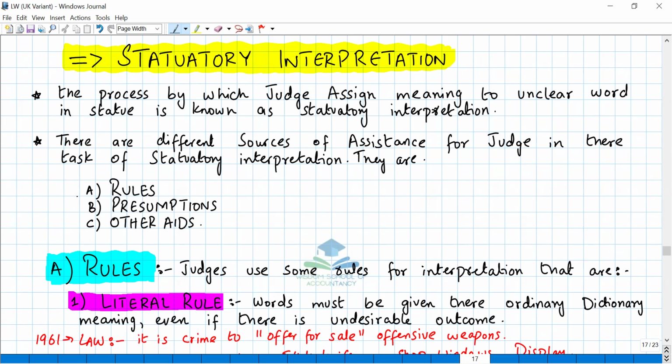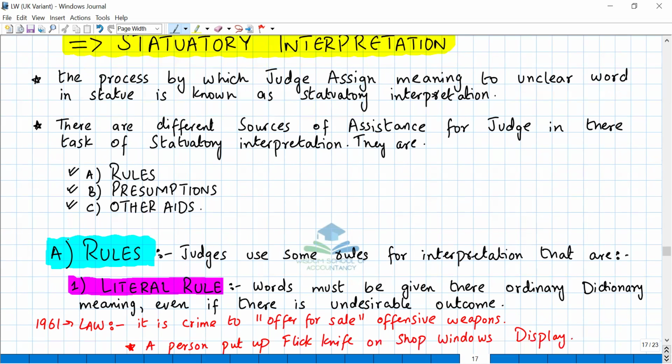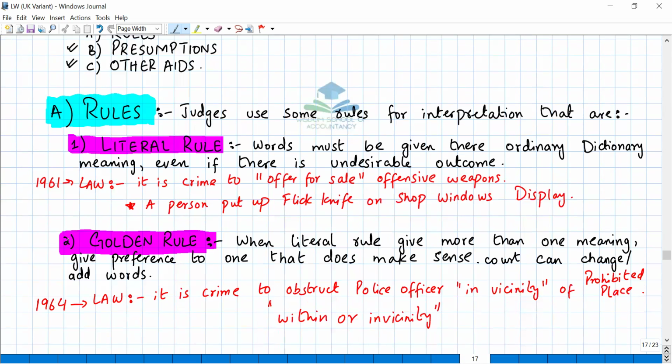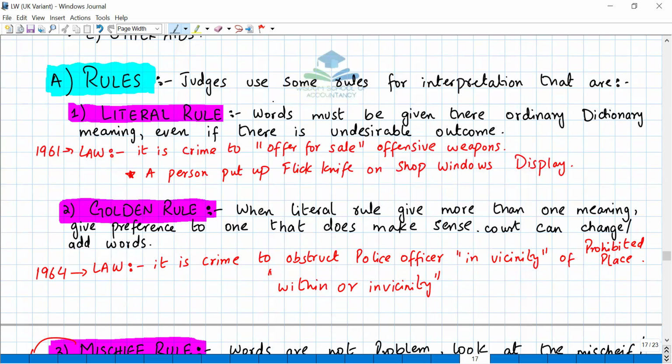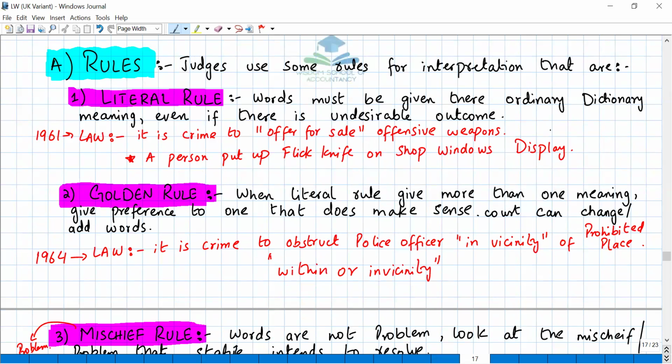The sources are rules. There are certain rules that a judge can use to understand the situation, understand the law. Presumptions, there are some assumptions that a judge can use while making decisions, and there are some other aids, some other help as well. Now let's first understand the rules. Judges use some different rules for interpretation.